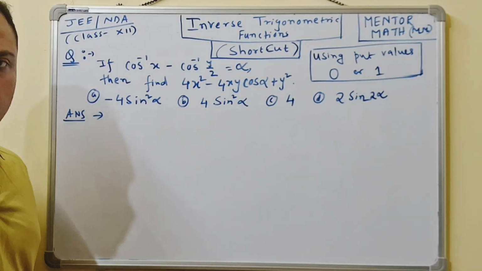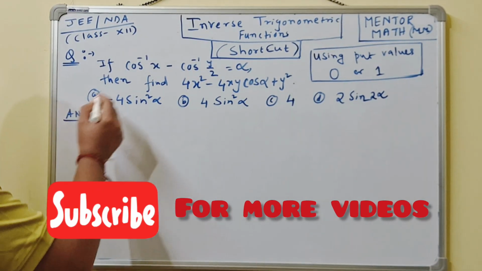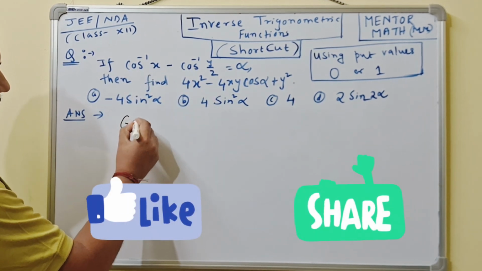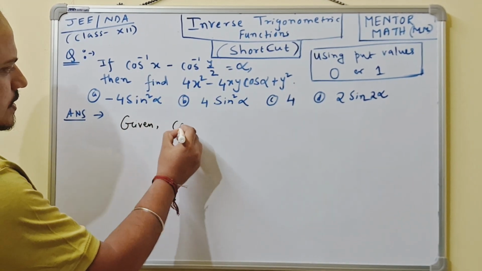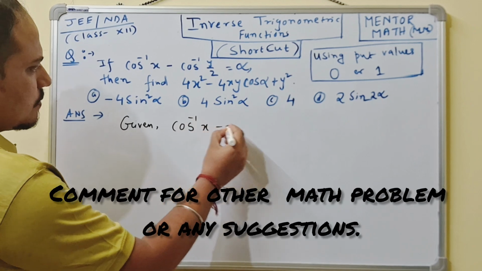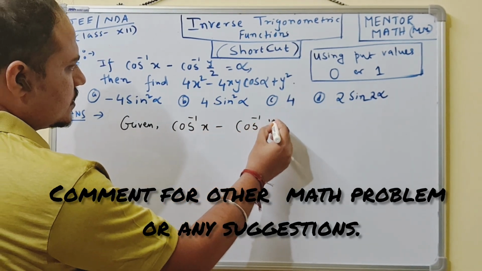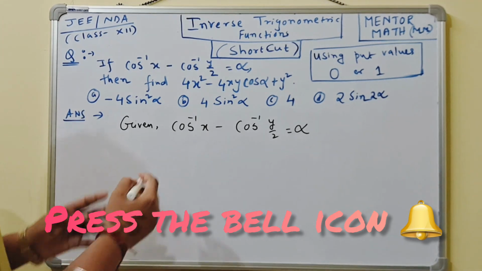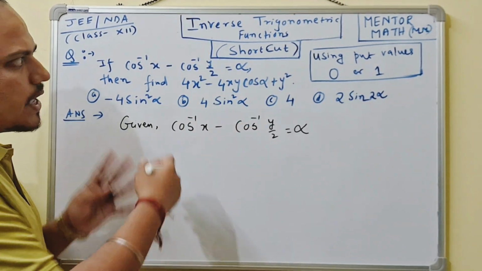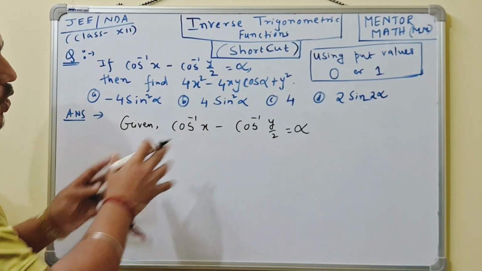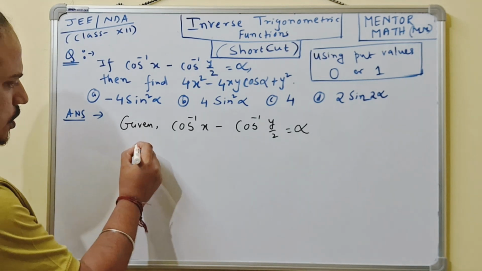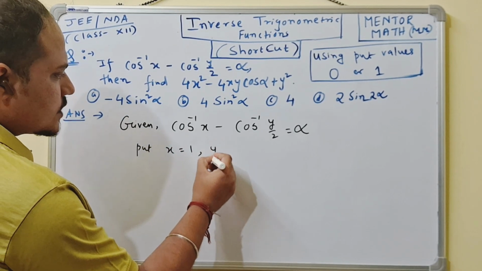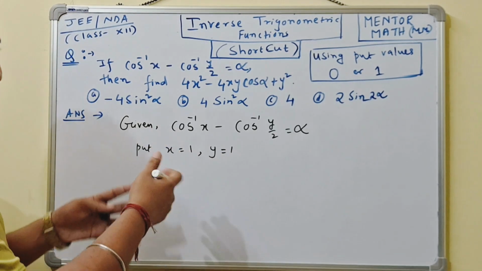Now comes to the solution part. The given expression is cos inverse x minus cos inverse y by 2 is equal to alpha. So we have to substitute x and y values by either 0 or 1. That is the shortcut form. So put x equal to 1 as well as y equal to 1, so we can check that way.